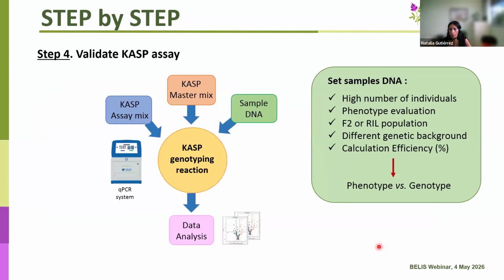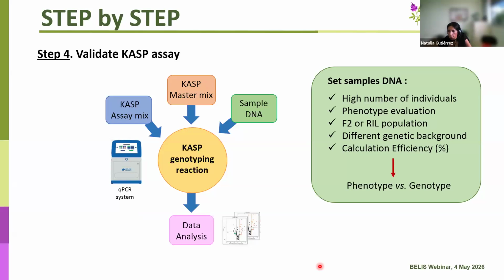So once everything is designed, the final step is to validate the KASP assay in our lab. For this, we need a real-time PCR system, the KASP assay mix, the master mix, and of course, the DNA sample. An important point here is that we already need to know the phenotype of the samples we are testing because they differ for the polymorphisms we are targeting. This allows us to check whether the genotyping result matches the expected trait.